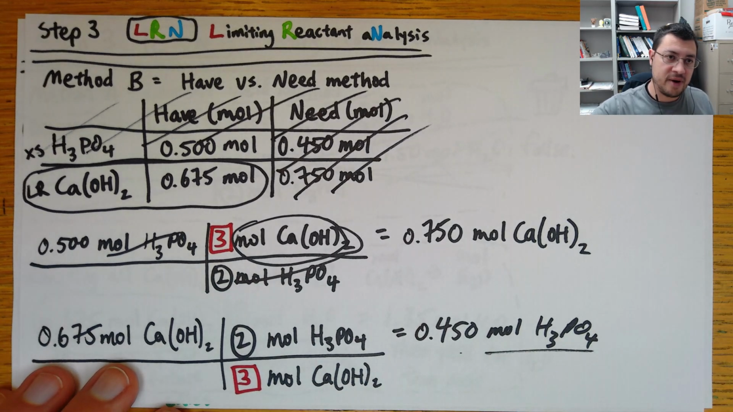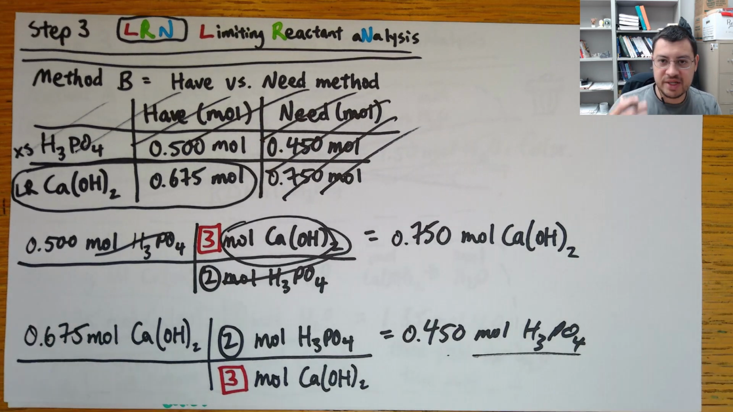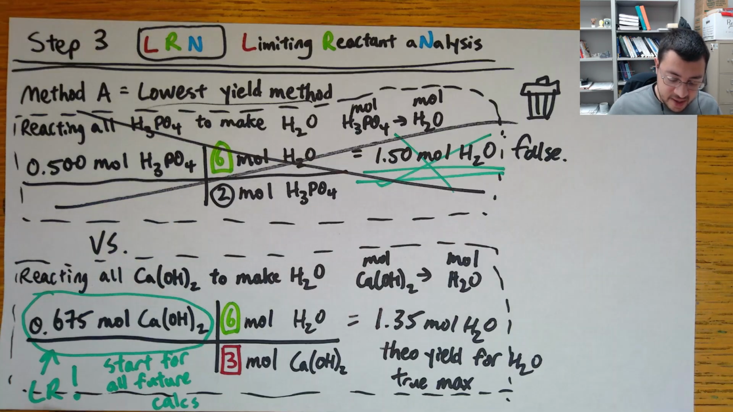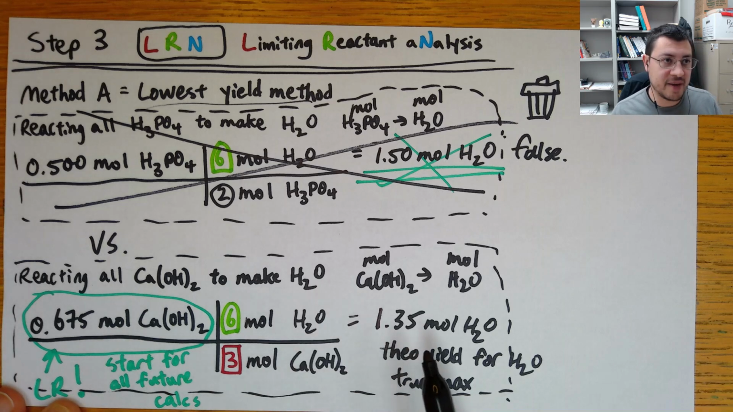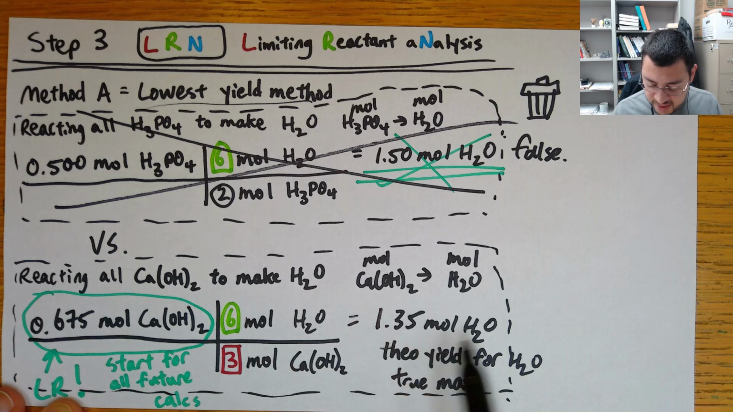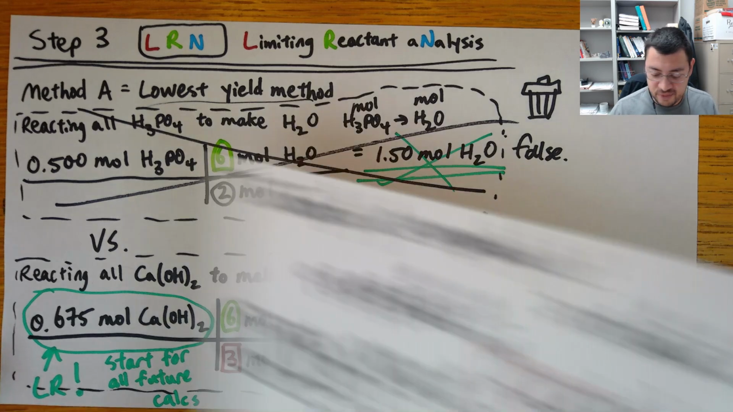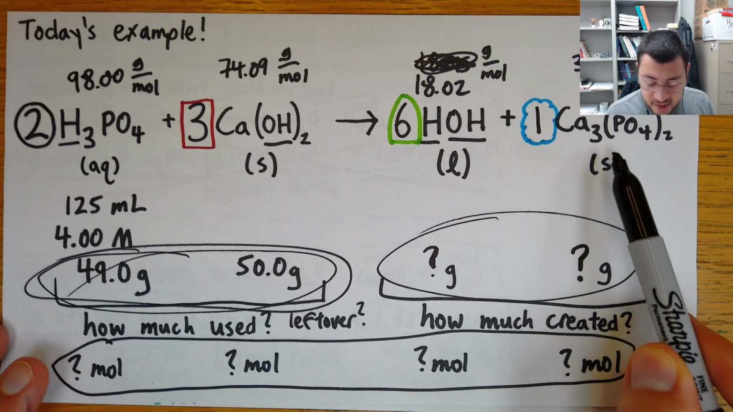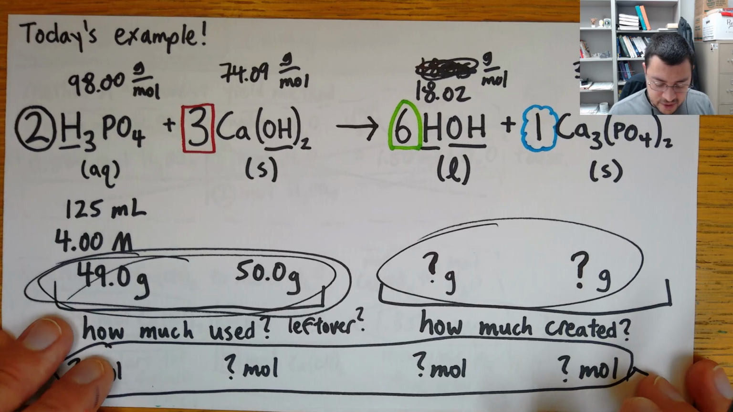Now we can go to step 4, or finish step 4, which is to calculate everything for how much is getting used for the reactants and how much stuff we make for the products. Again, if you did method A, you have already done one of your step 4 calculations. We only did the theoretical yield for water, but we haven't done it yet for calcium hydroxide. So now with either method, we know calcium hydroxide is going to be our starting point for all calculations. All right, so we'll start with this.